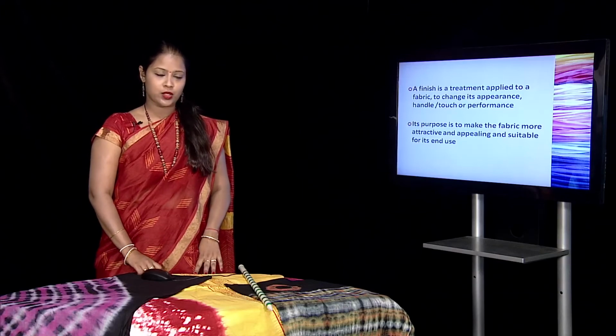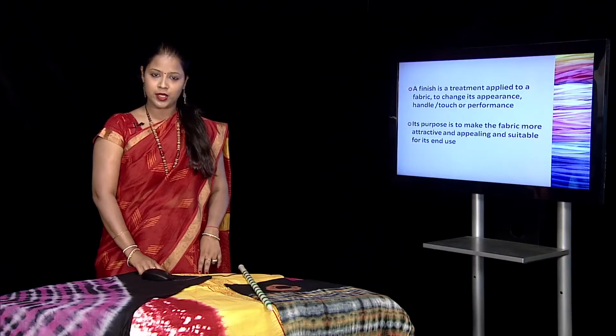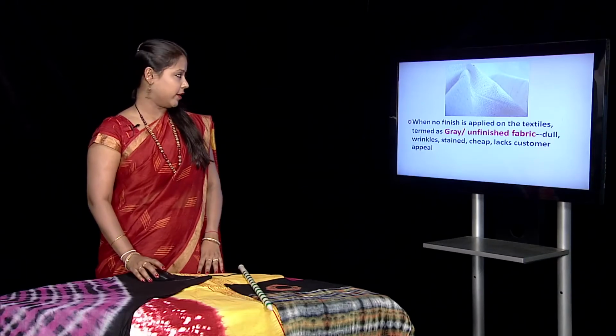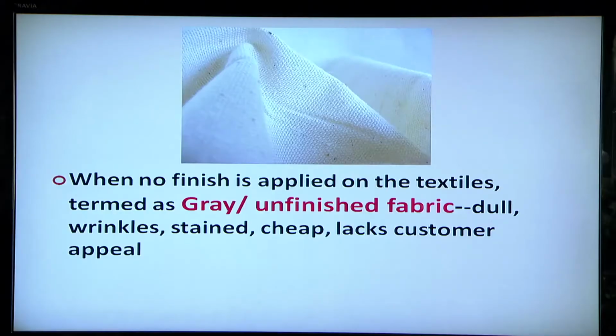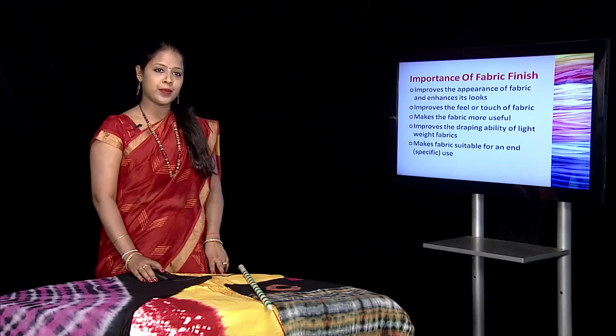Now, what is a finish? A finish is a treatment applied to a fabric to change its appearance, handle, touch or performance. Its purpose is to make the fabric more attractive and suitable for its end use. When you get a fabric from the market, it is called the unfinished or grey fabric, though it is not grey in color. When no finish is applied on the textiles, it is termed grey or unfinished fabric. It is dull, has wrinkles, is stained, cheap and lacks customer appeal. To avoid this, we apply finish onto the fabric surface.